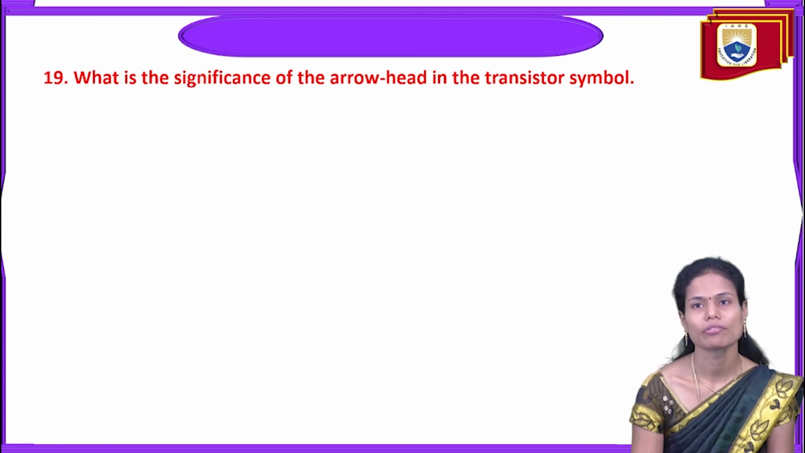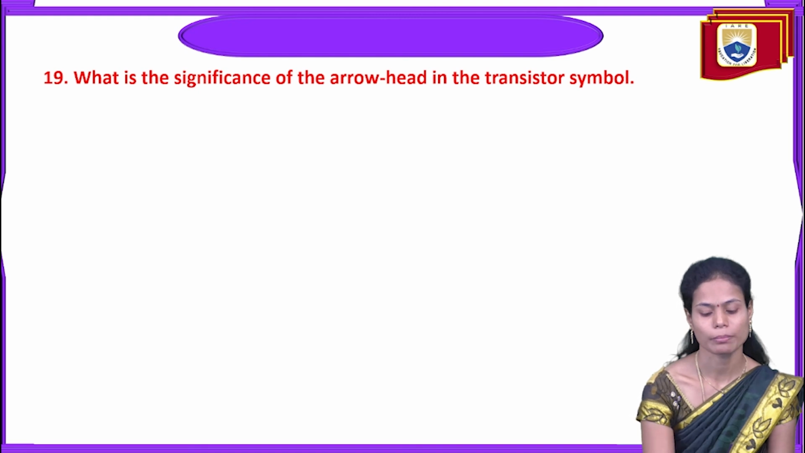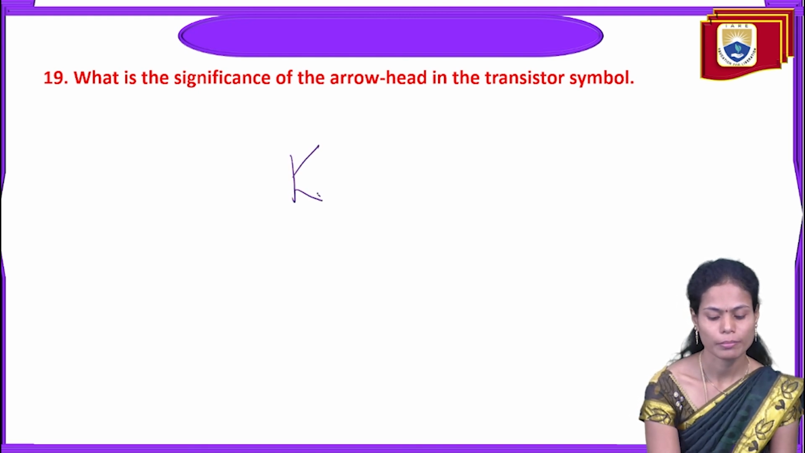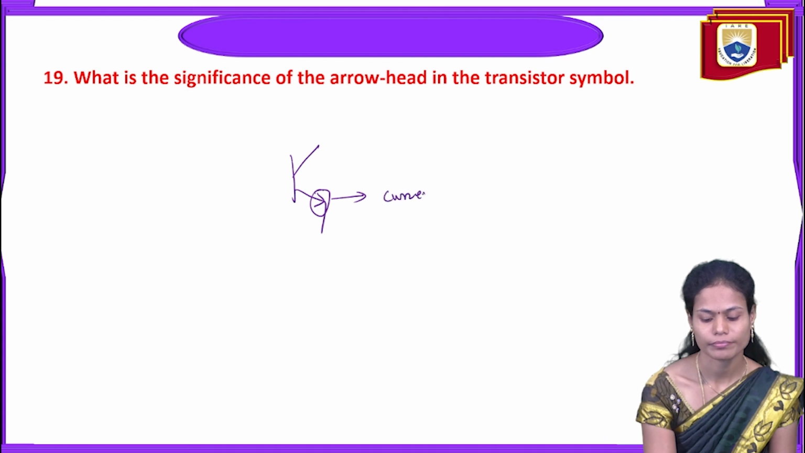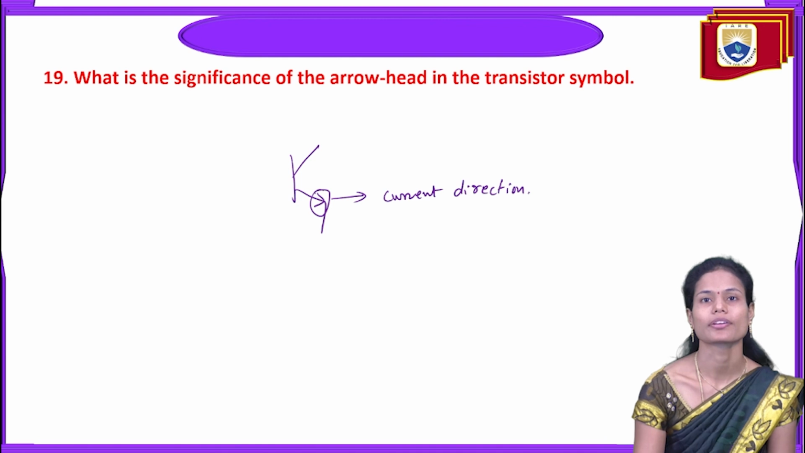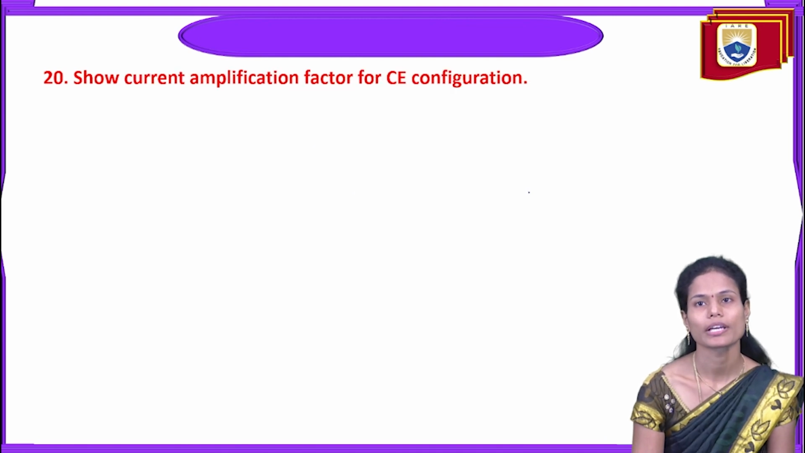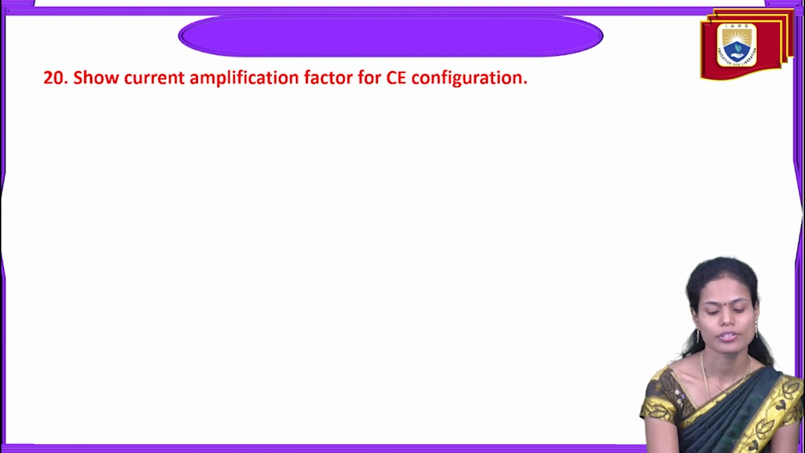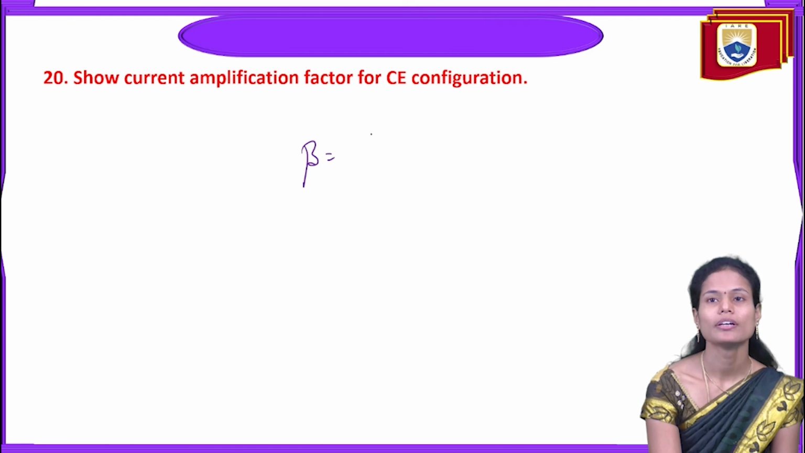And next, what is the significance of the arrowhead in the transistor symbol? So in the transistor symbol, this arrowhead indicates the current direction. And next, show the current amplification factor in CE configuration. In CE configuration, this is beta. It is the ratio of collector current to base current.